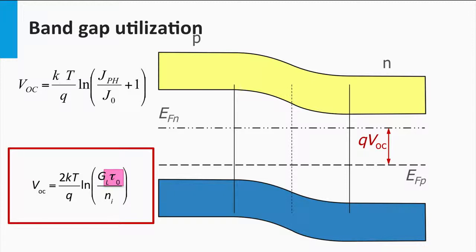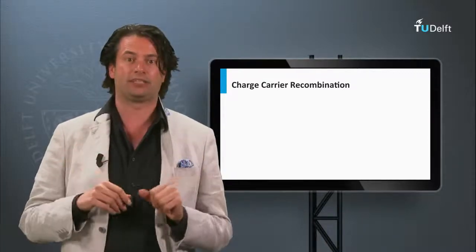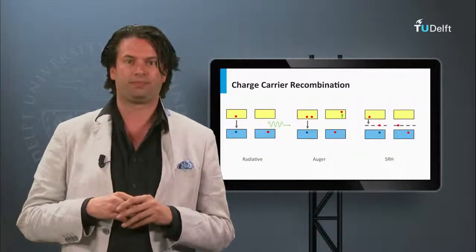Secondly, we see that the lifetime plays an important role. The larger the lifetime of the minority charge carrier, the larger the open circuit voltage can be. Or in other words, the longer the lifetime, the larger the splitting between the quasi-Fermi levels is possible and the larger fraction of the bandgap energy can be utilized. The lifetime of the minority charge carriers is determined by the recombination rate. As discussed last week, we have 3 different recombination mechanisms: radiative, Auger, and Shockley-Read-Hall.